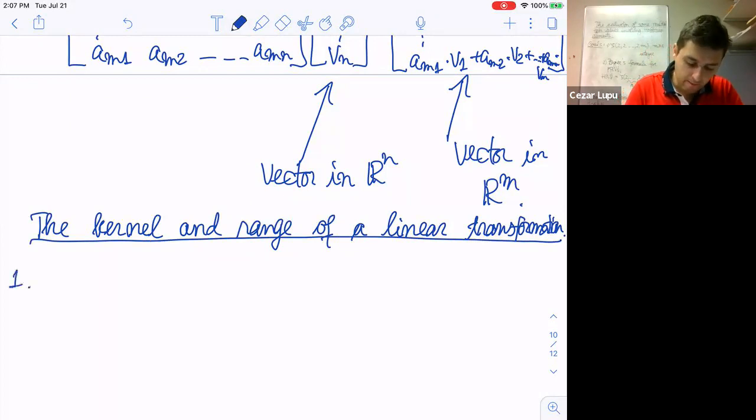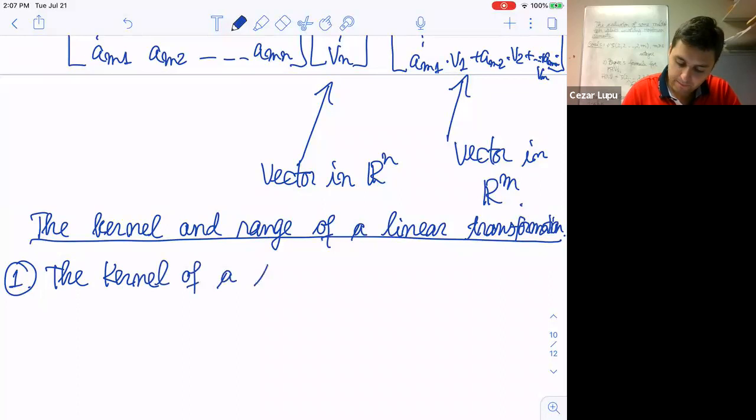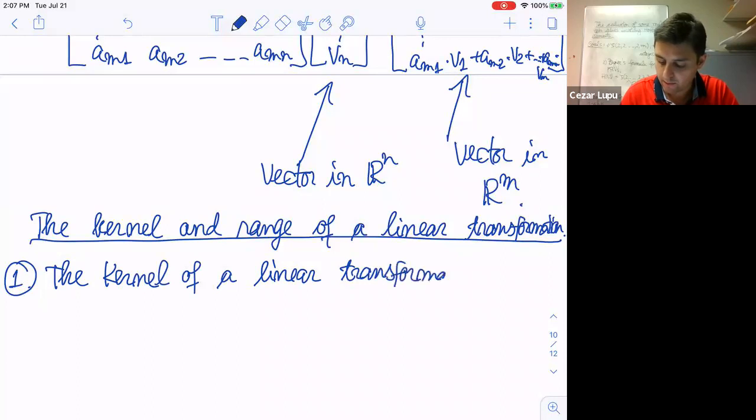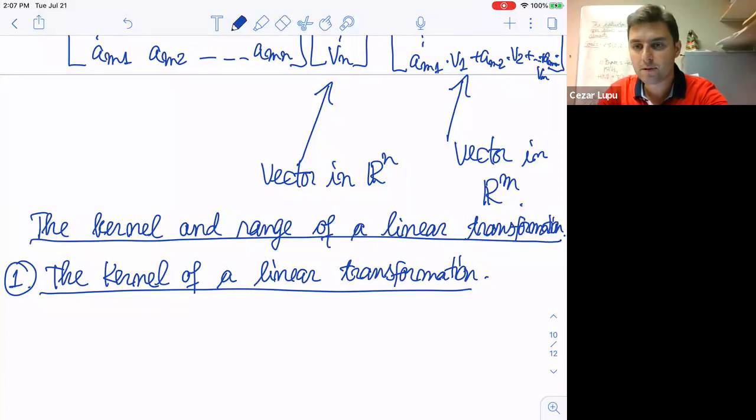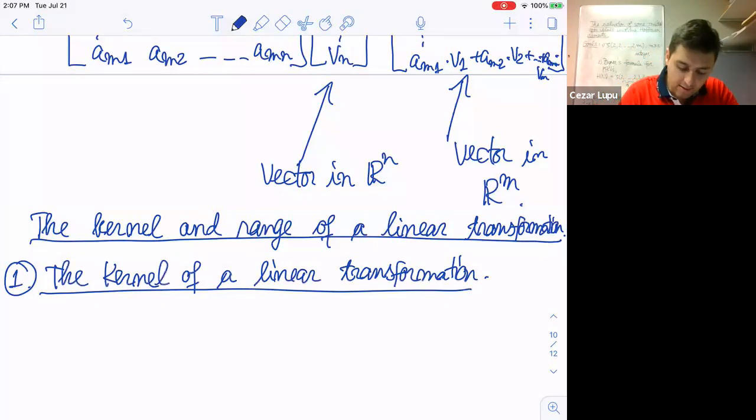Let's start with the kernel of a linear transformation. I want to tell you from the start, we will have problems like this on the final exam. I guarantee it. But anyway, when we have our review session, you will see more about what will happen at the exam. All right, and let's start with the definition.